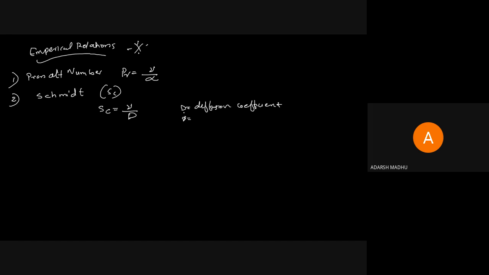Alpha is thermal diffusivity. And third one is Lewis number. You will understand when we do problems. Lewis number, Le equal to alpha by D. D is not diameter, right? D is the diffusion coefficient.